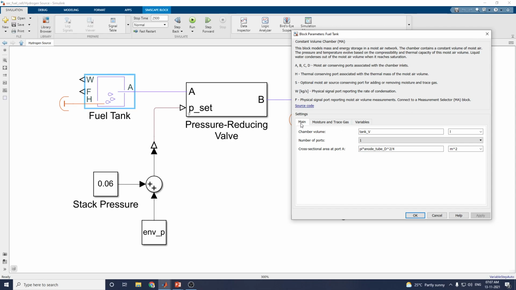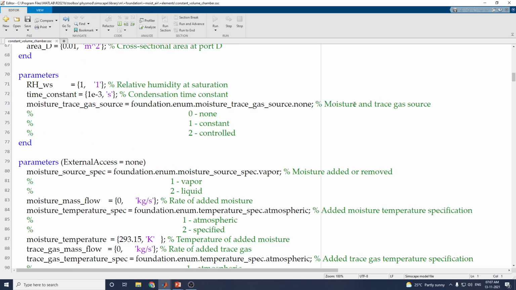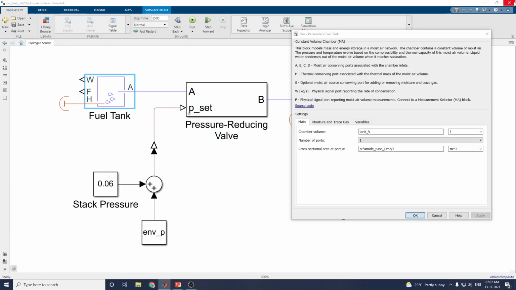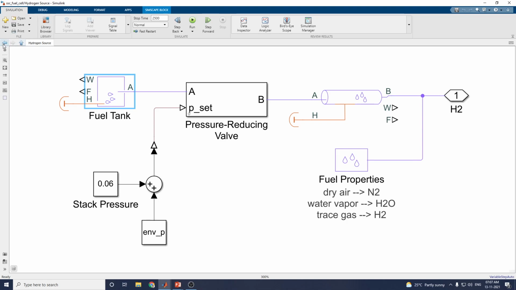Here you can set these main settings. Also you can set it by using the source code component, the constant volume chamber block. This also comes from the Simulink physical modeling blocks. Here you can set the moisture and trace gas. Here for moisture and gases, in this example we have set none. Either you can select constant or controlled moist gas source.